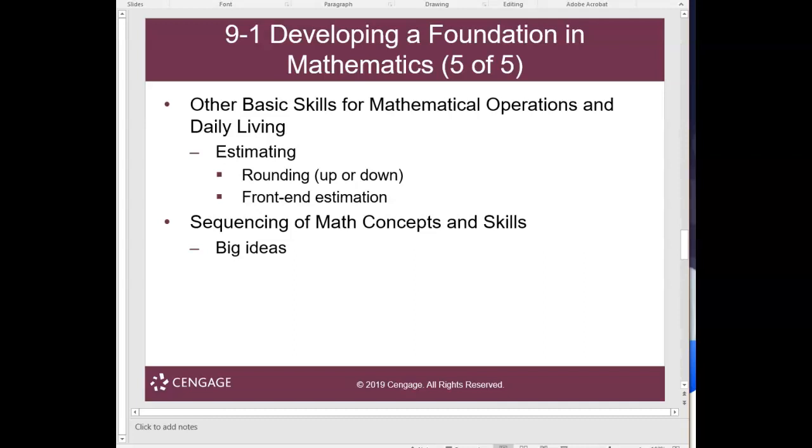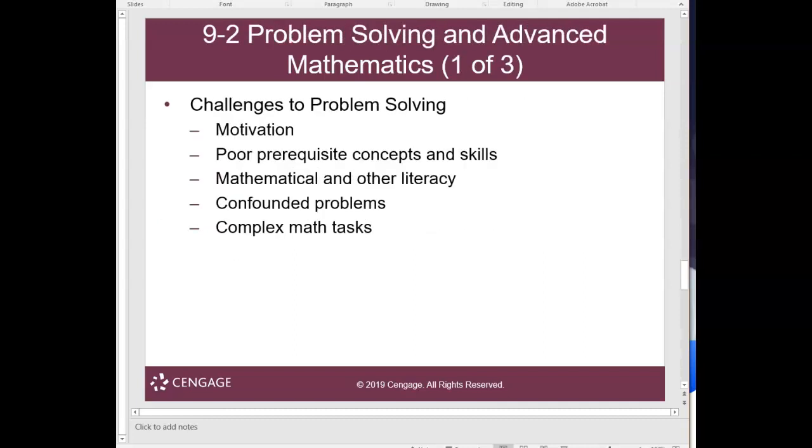So some big ideas are just the major concepts of a curriculum, which can serve as an anchor for learning other less independently relevant concepts and skills. So kind of what ties the curriculum together. So some challenges to problem solving. Well, motivation, right? Especially in math. If you ask people, how many of you like math? You're typically not going to get a very high response, unfortunately.